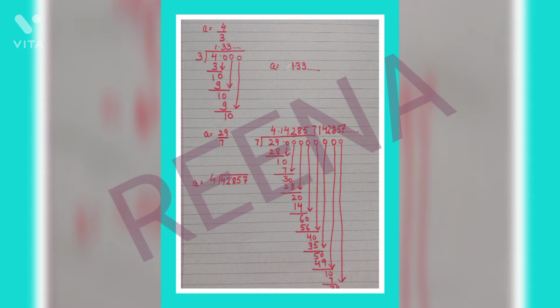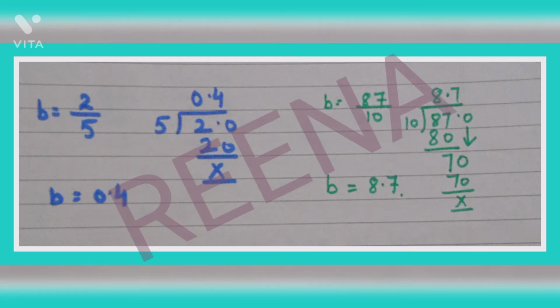The second example is 29/7. Again, when you divide it, you get 4.142857142857. Again this is a recurring number. Please take care of the denominator of both the examples. The first one has the denominator 3 and the second one has 7.